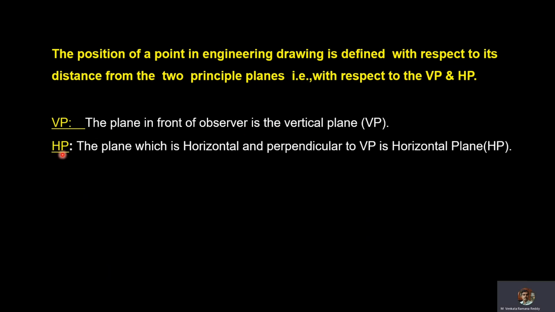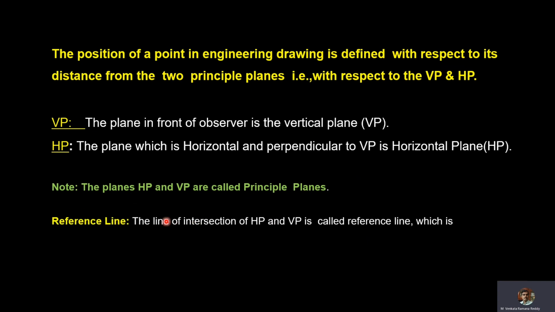HP, that is horizontal plane. The plane which is horizontal and is perpendicular to the vertical plane is called horizontal plane. In short, we'll say HP. The planes HP and VP are called principal planes. Reference line. The line of intersection of HP and VP is called reference line, which is denoted by XY line.